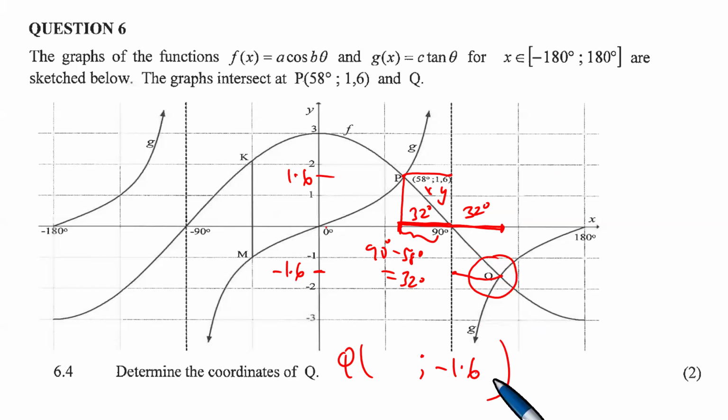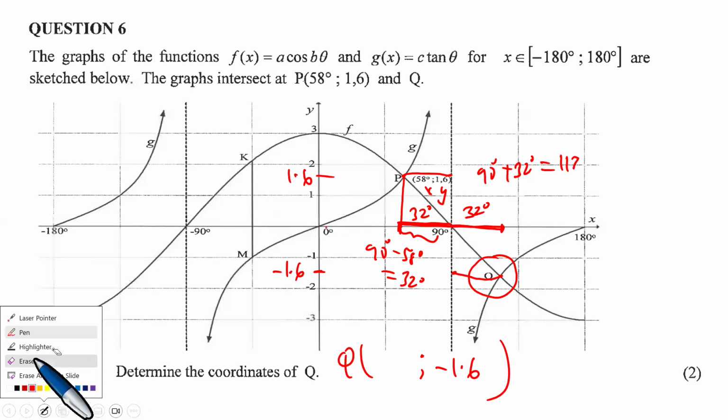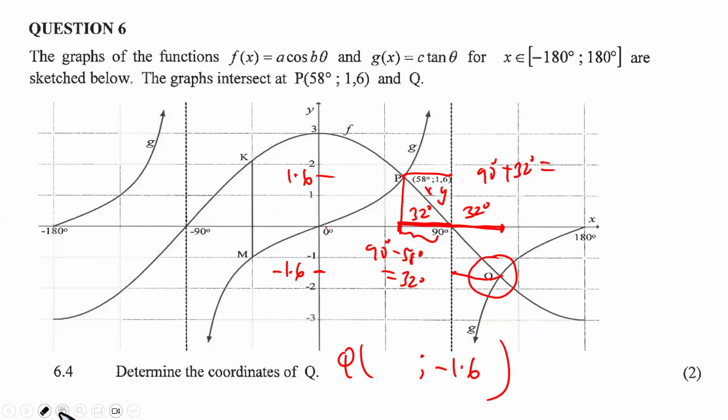So if you have 90 plus 32 degrees, it is exactly 122. 90 plus 32 is 122 degrees. Take note of that. So this is 122 degrees, and the minus 1.6 there. So the coordinates of Q are exactly this.